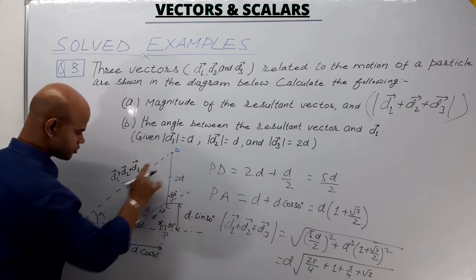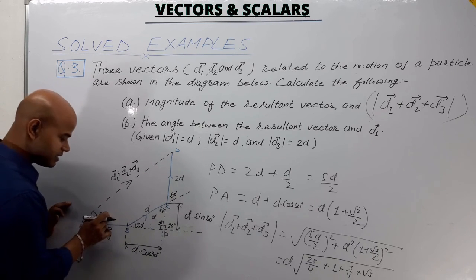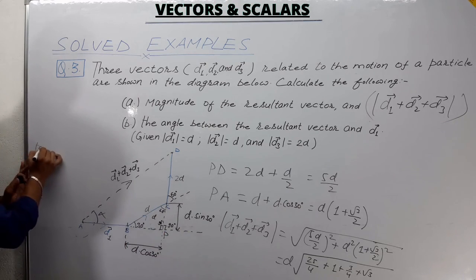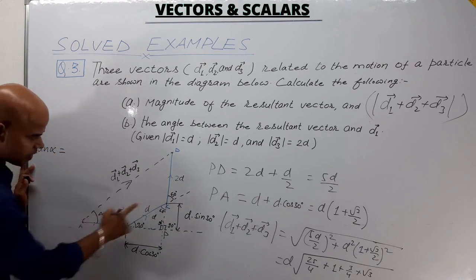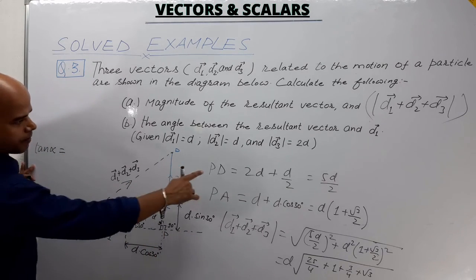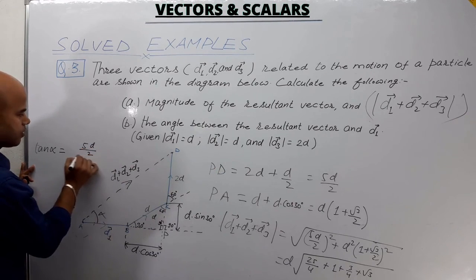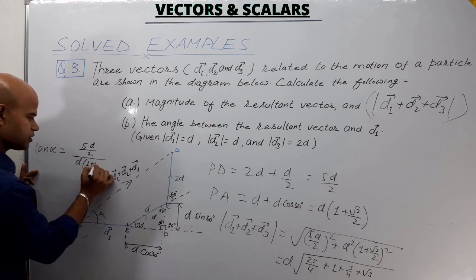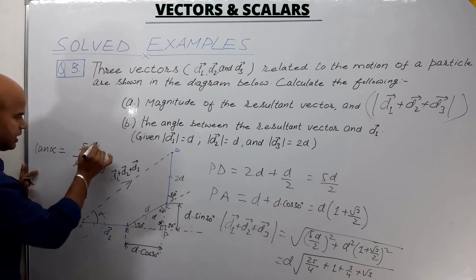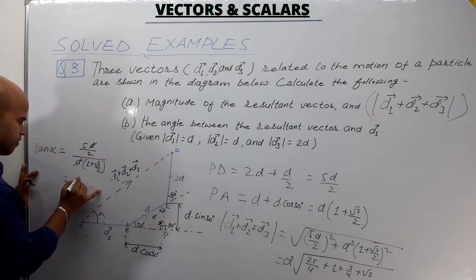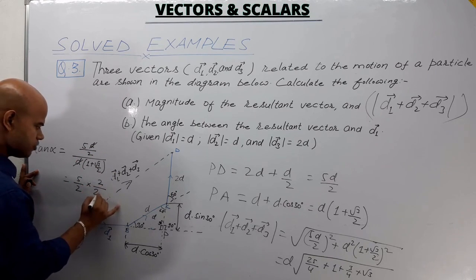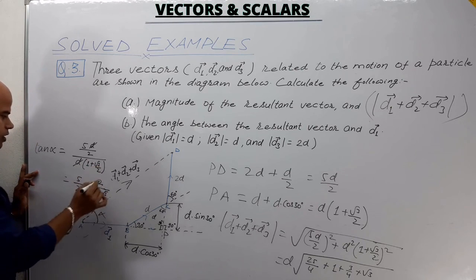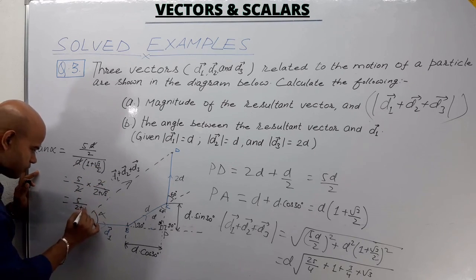So in this right angle triangle, alpha can be calculated as tan alpha is perpendicular, that is PD, upon base, that is AP. So let's write it. Tan alpha is perpendicular, which is PD, that is 5D by 2, upon base, that is PA. PA is D times 1 plus root 3 by 2. So D cancel. Here you can cancel 2 as well. 5 by 2 into 2 upon 2 plus root 3, right? 2 is the LCM for these two. So 2 plus root 3. 2 to cancel, you get 5 upon 2 plus root 3.